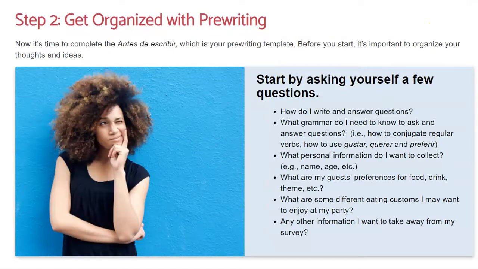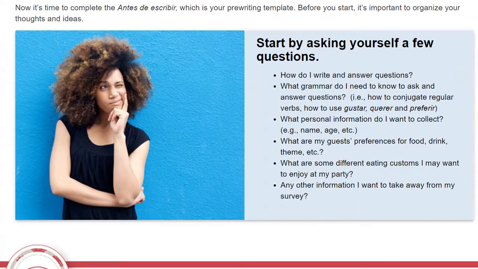On page 4, we are encouraged to get organized with our pre-writing, just like you would in English. So ask yourself some questions. How do I write and answer questions? We know we're asking our friends, so we're being informal. We only know the yo form, the tú form, which is the informal when you're asking your friends, or the él, ella, usted form. So we know we're going to be using the tú form when we are creating our questions. What grammar do I need to know about how to ask and answer questions? How to conjugate regular verbs. We've already covered AR, ER, and IR verbs, as well as the verbs gustar, querer, and preferir.